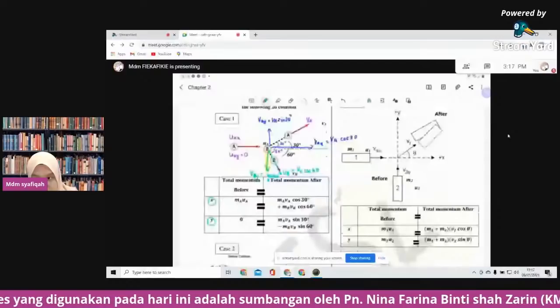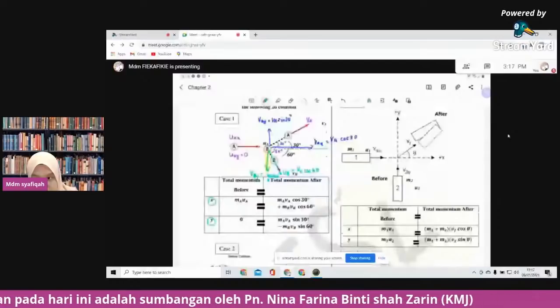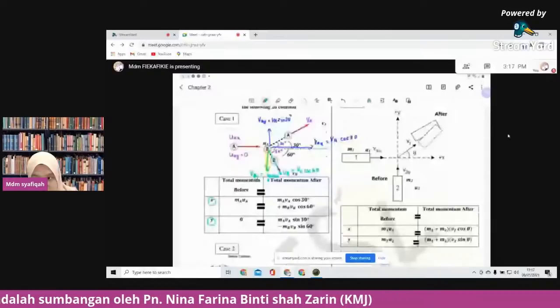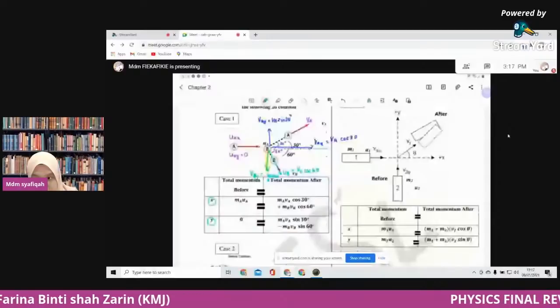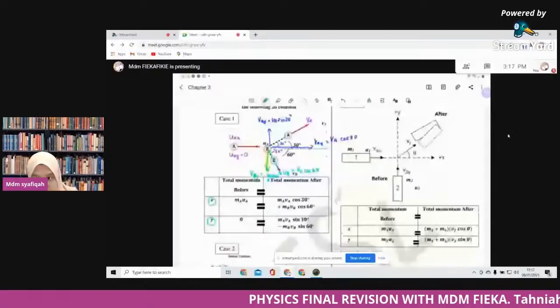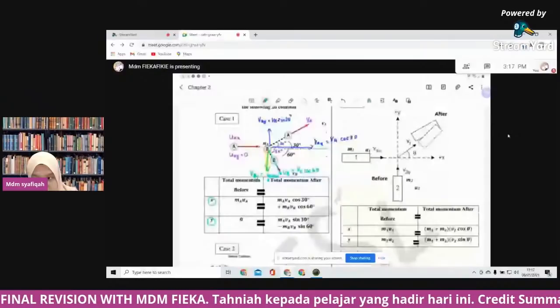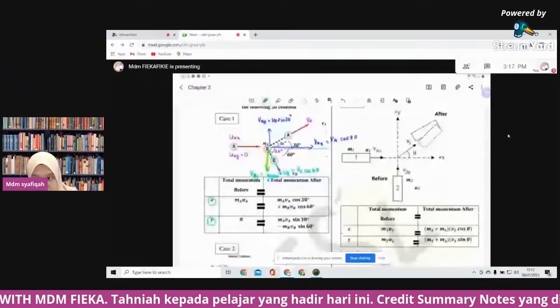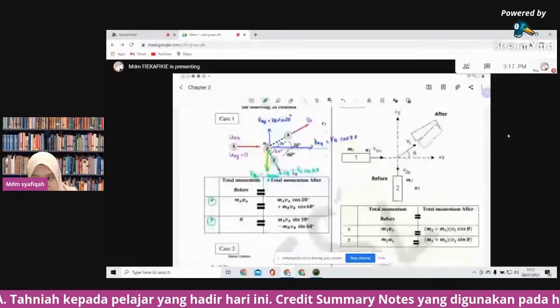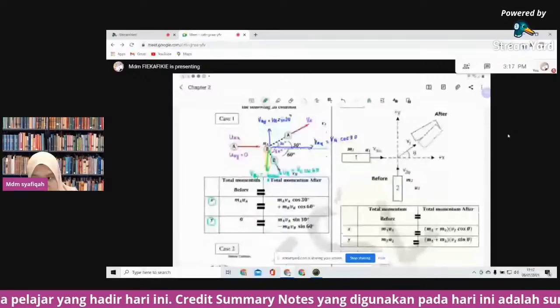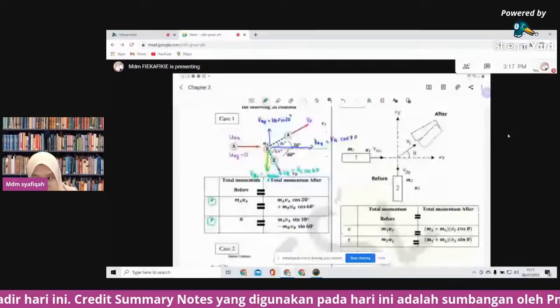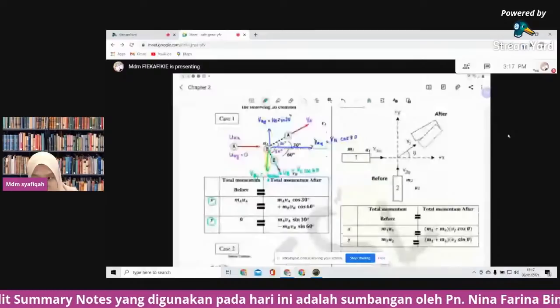MA UAX plus MB UBX. Tulis semua, tak ada masalah. Plus MA VAX plus MB VBX. Okay, sebab boleh jawab, tulis satu-satu. Jangan keliru. Now tengok pada case 1 tadi, B kita ini tidak bergerak.